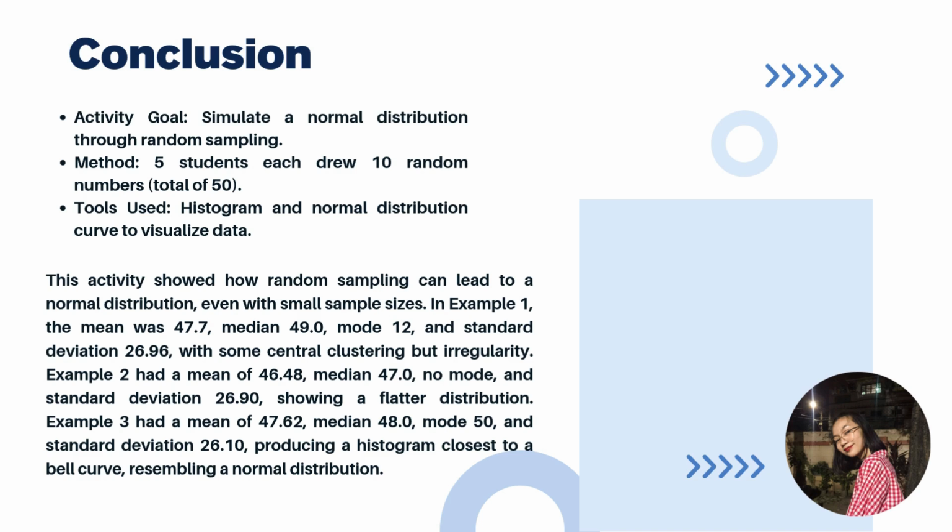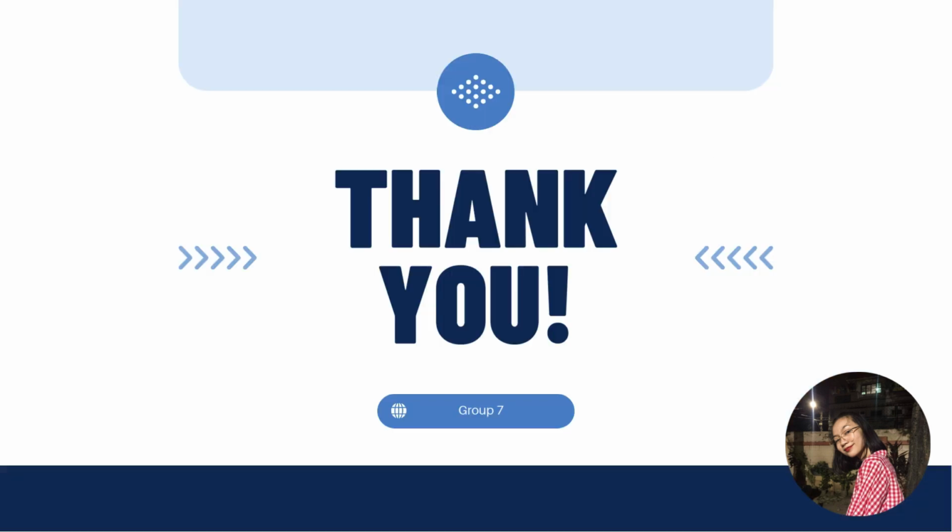In example 1, the mean was 47.7, the median was 49.0, the mode was 12, and the standard deviation was 26.96, with some central clustering but irregularity. Example 2 had a mean of 46.48, a median of 47.0, with no mode, and a standard deviation of 26.90, showing a flatter distribution. And example 3 had a mean of 47.62, a median of 48.0, a mode of 50, and a standard deviation of 26.10, producing a histogram closest to a bell curve, resembling a normal distribution. And that's all for our presentation.